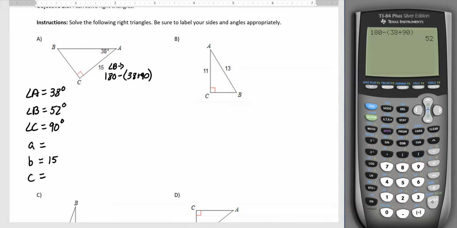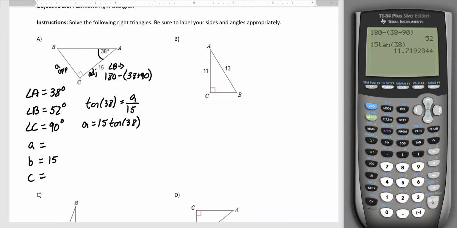Let's go ahead and start with side A. If I'm dealing with angle A that they give us here, side A would be my opposite side, and side B would be my adjacent. So I'm going to use tangent. I'll say the tangent of 38 degrees equals my opposite, which is side A, over my adjacent. Side B is 15. So that means that A would equal 15 times the tangent of 38. Put that in my calculator: 15 tan 38, close parentheses, 11.72. Fantastic.